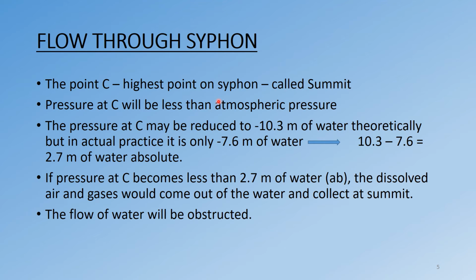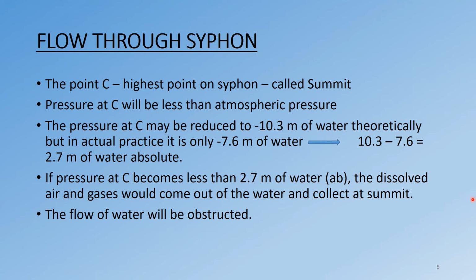So the pressure at C will be less than that of the atmospheric pressure. Now the pressure at the summit may be reduced to minus 10.3 meters of water, that is the theoretical value, but in actual practice it is only minus 7.6 meters of water, and the difference between these two is 2.7 meters of water absolute. The significance of this value is that whenever the pressure at the summit point C becomes less than 2.7 meters of water absolute, the flow will be obstructed, or in other words, we cannot transfer the liquid between the two tanks.